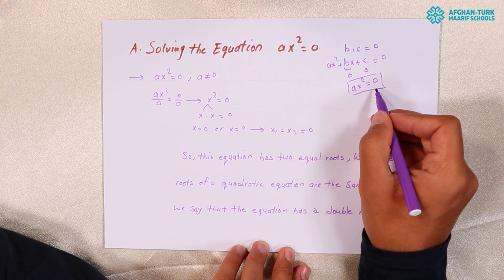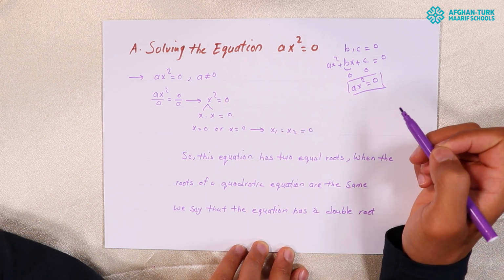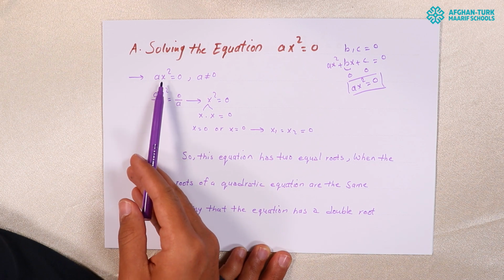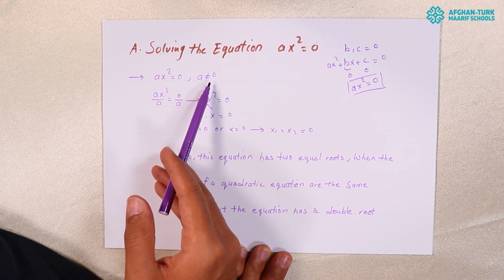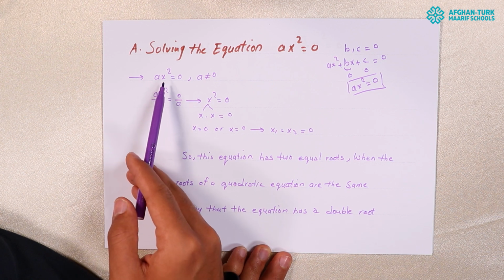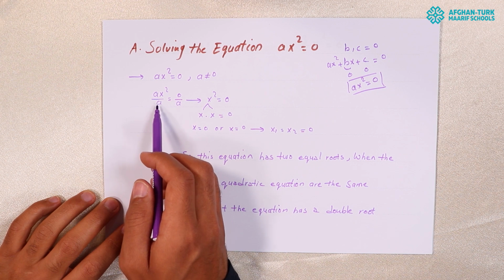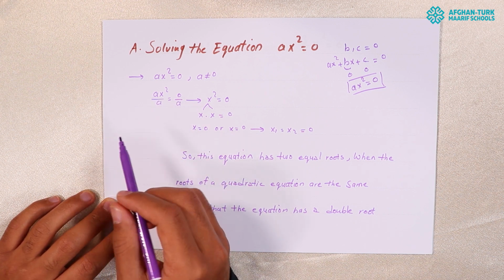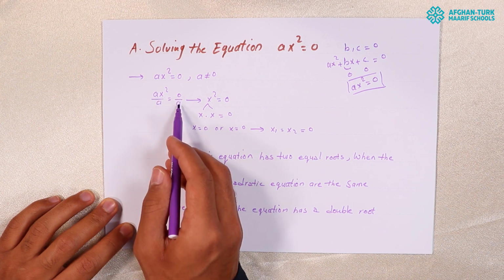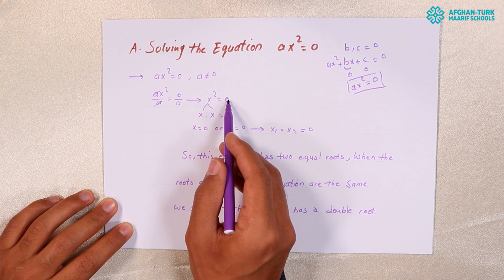In this solution, we are going to study how to find x. Look, ax squared is equal to 0, where a is not equal to 0. So, how can we find x? First of all, we have to divide every side of the equation by the coefficient of x squared. So a over a, 0 over a cancels with a, so 0 over a is equal to 0.